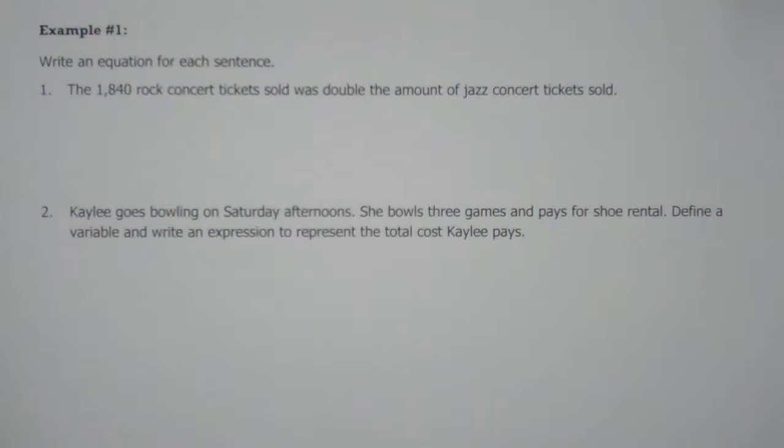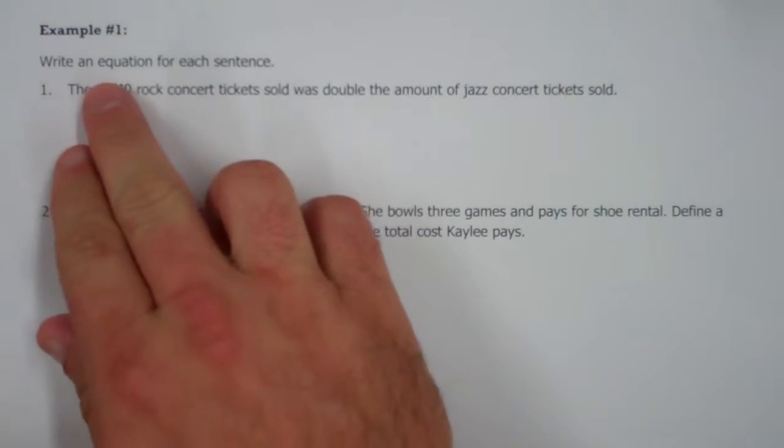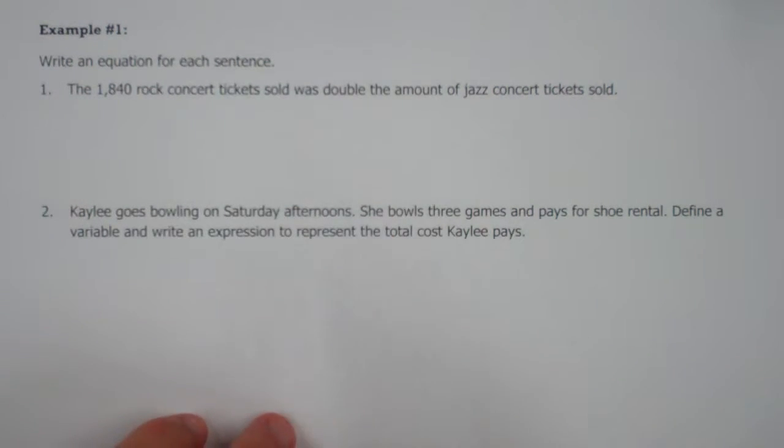In example 1 for this learning objective, we're asked to write an equation for each sentence. This is a little bit different than the last few examples, example 1 and 2 from the last learning objective, because there we were asked to write an expression. So an expression does not have an equal sign. Here, we need to write an actual equation. We're going to take the same process though that we used for the others.